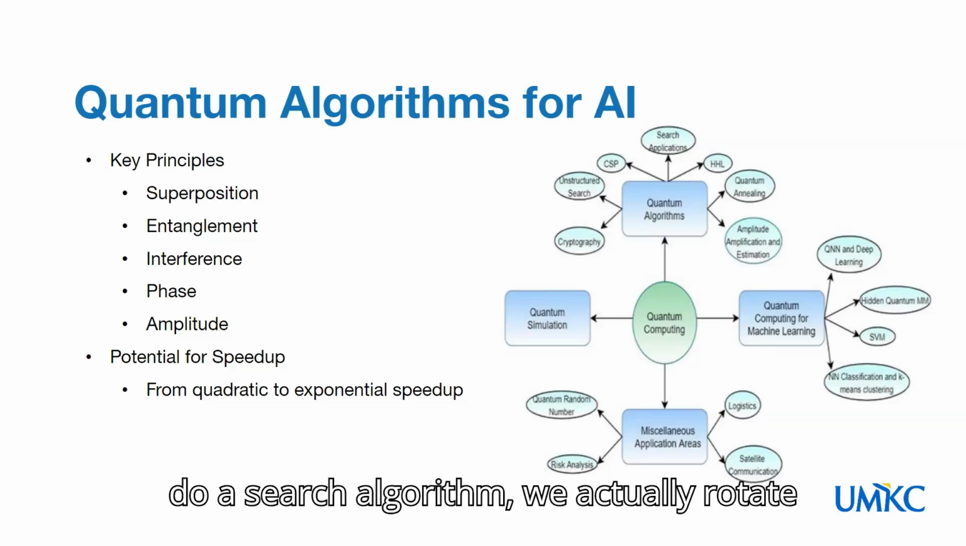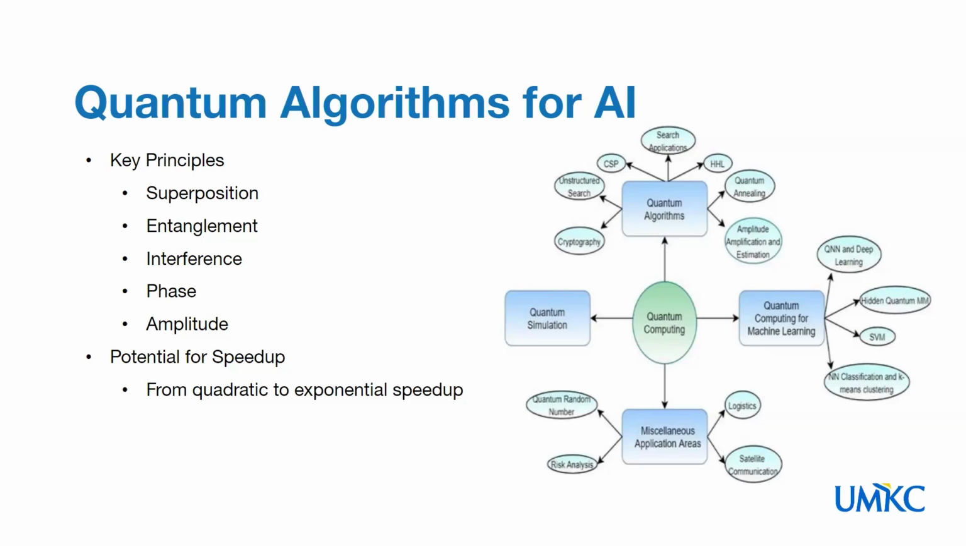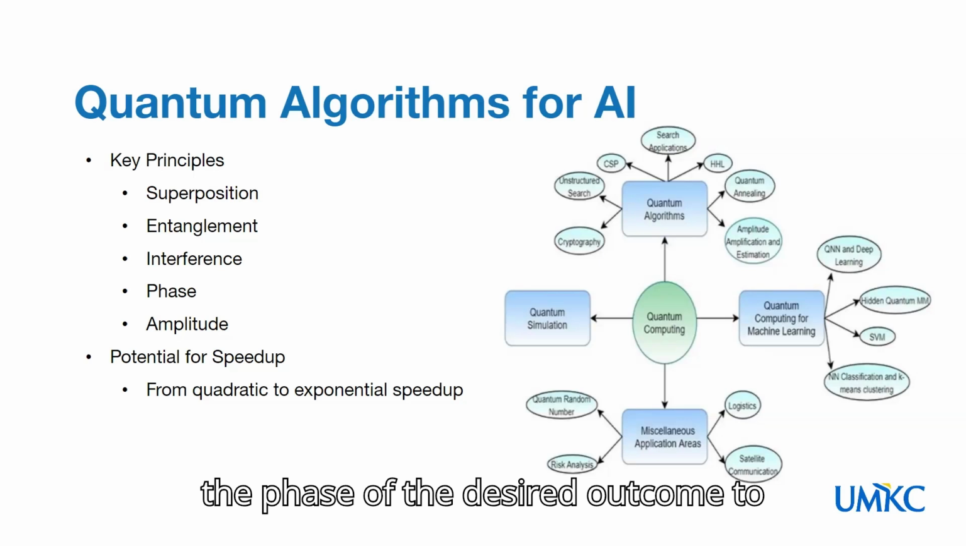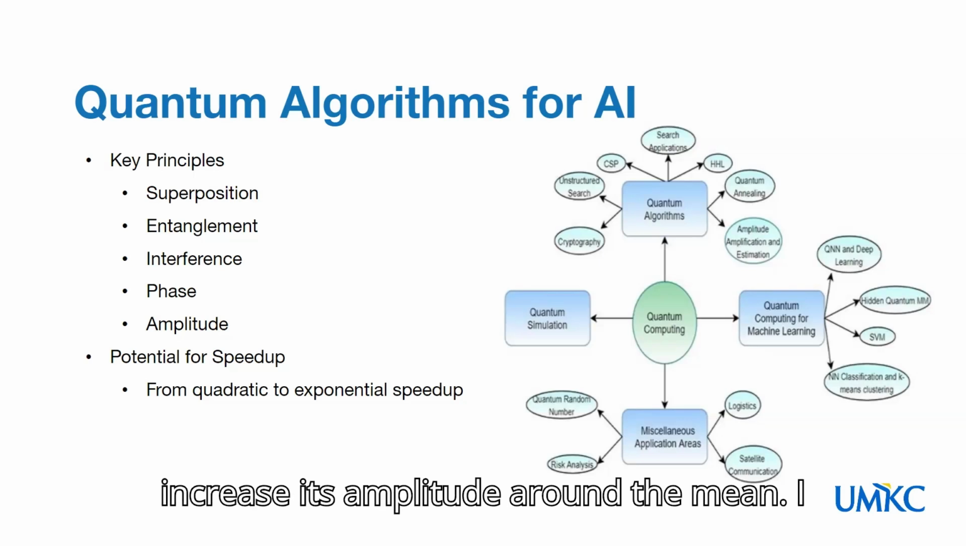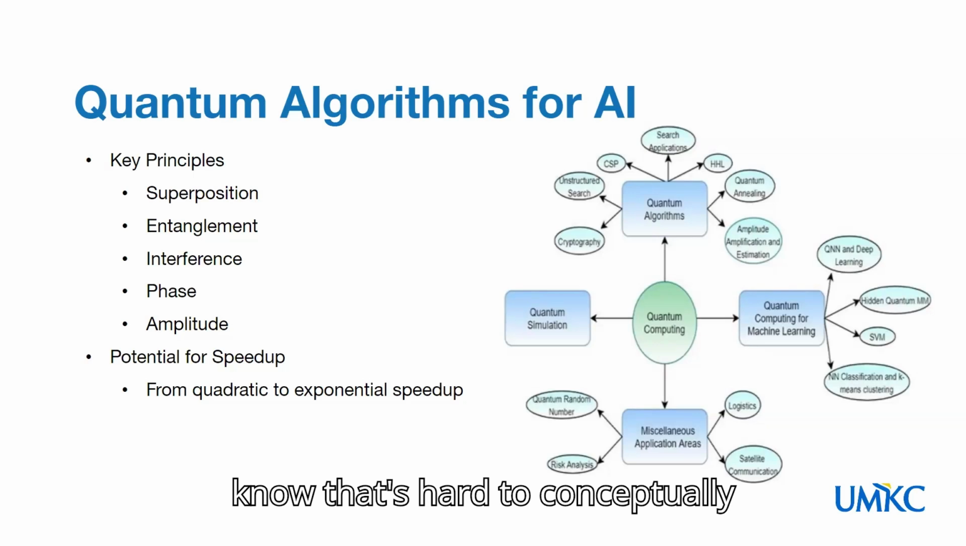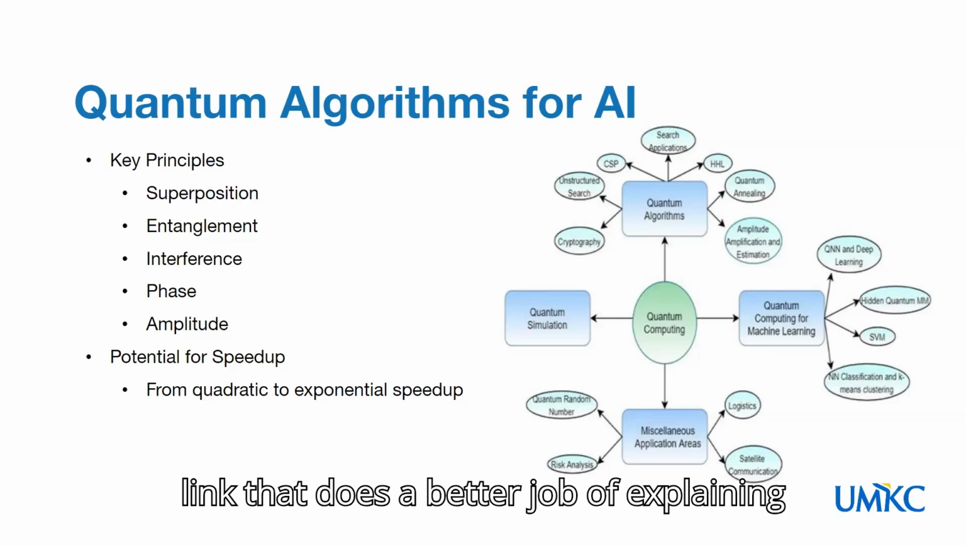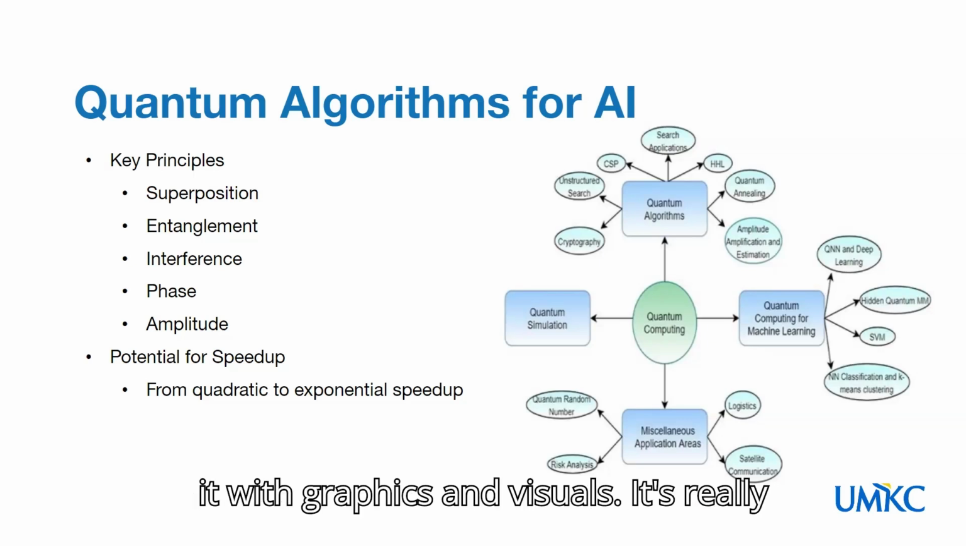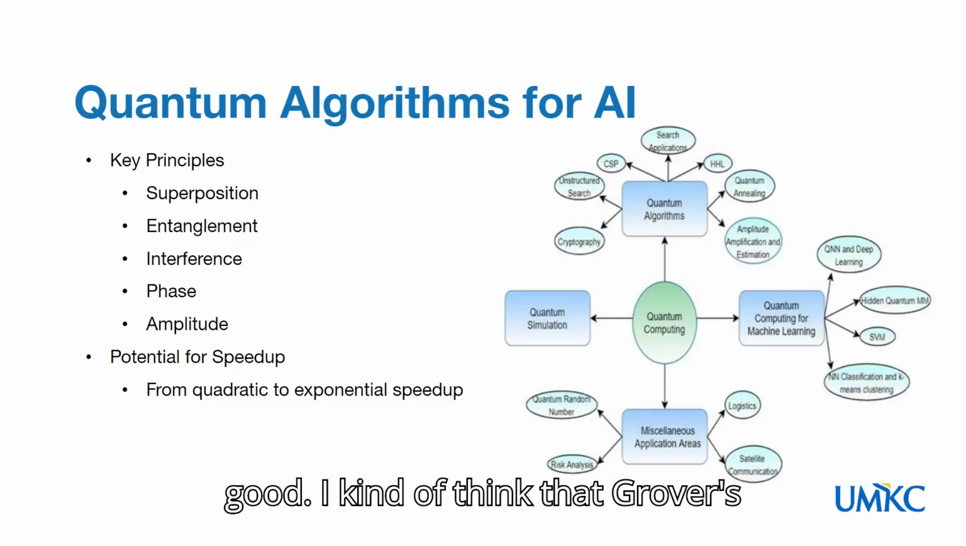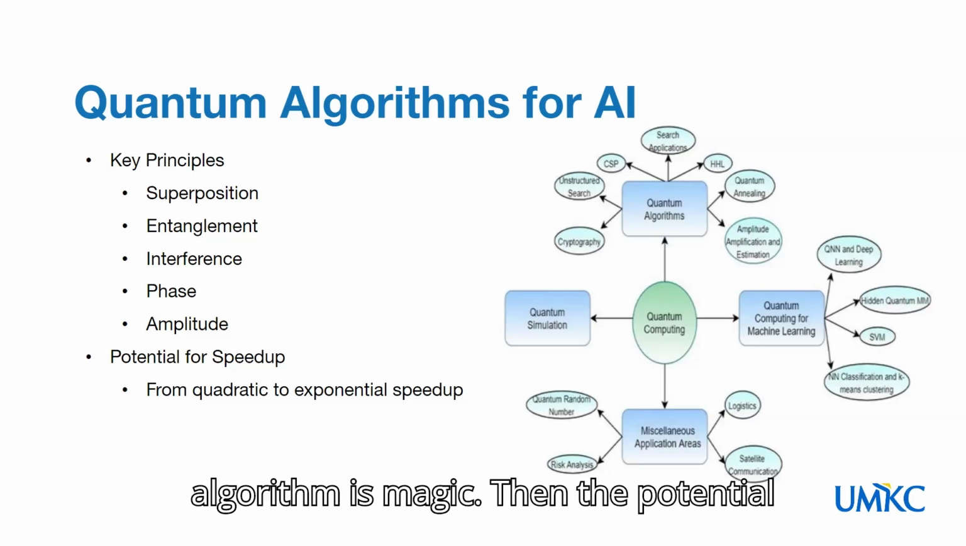So when we do a search algorithm, we actually rotate the phase of the desired outcome to increase its amplitude around the mean. I know that's hard to conceptually understand. On the GitHub, I have a video link that does a better job of explaining with graphics and visuals. It's really good. I kind of think that Grover's algorithm is magic.